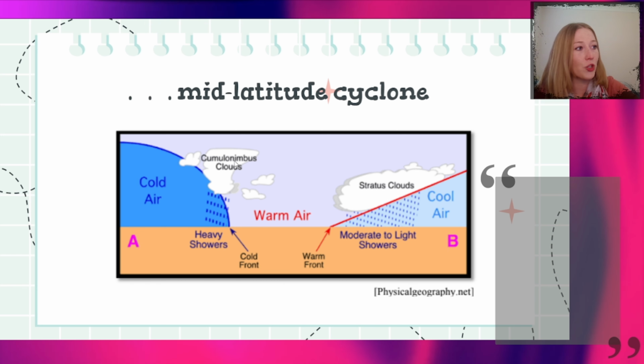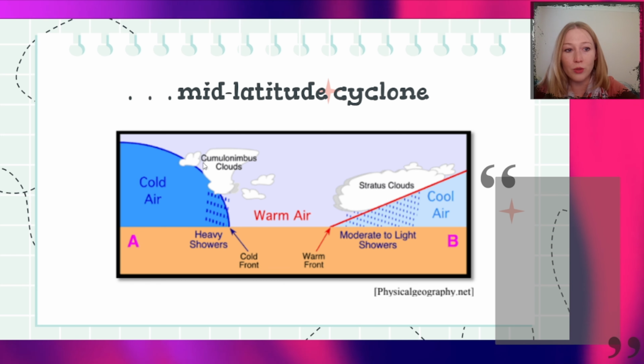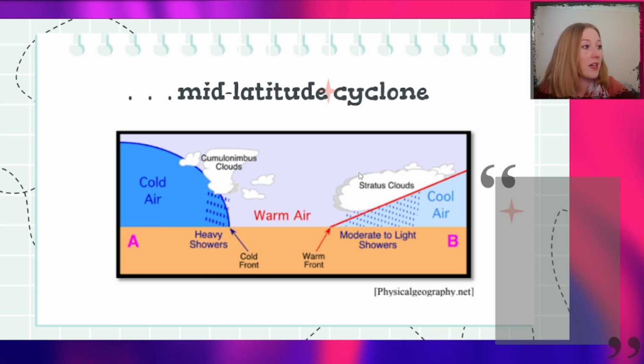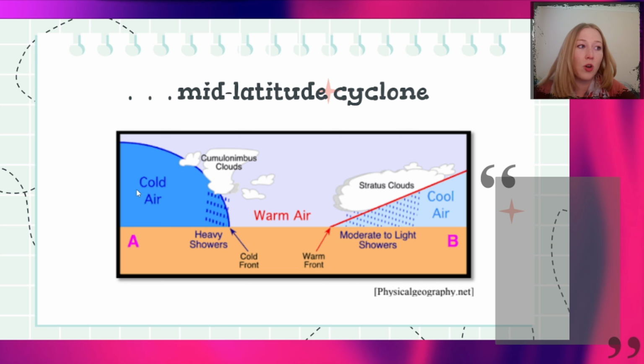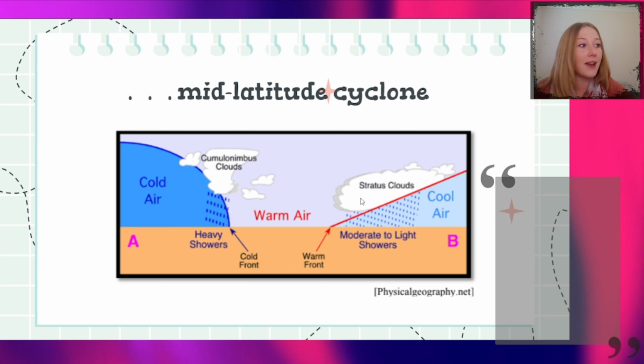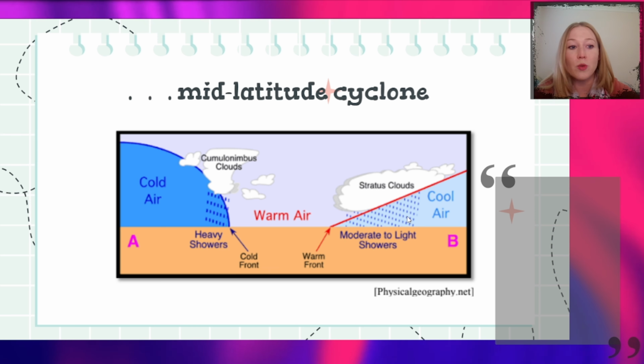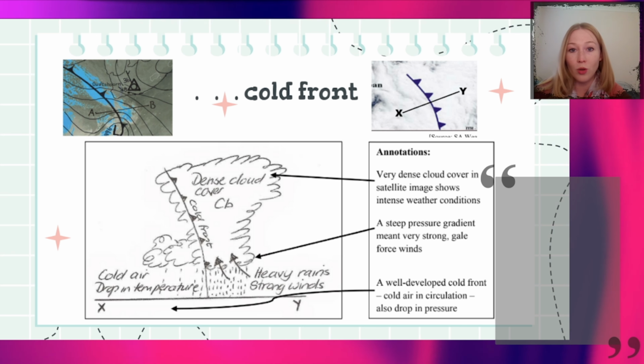Then we have the cumulonimbus clouds by the cold front, and we have the stratus clouds by the warm front. In the middle, you have the warm air. Behind the cold front, we have cold air, and in front of the warm front, we also have cold or cool air. Then the cross section of a cold front.